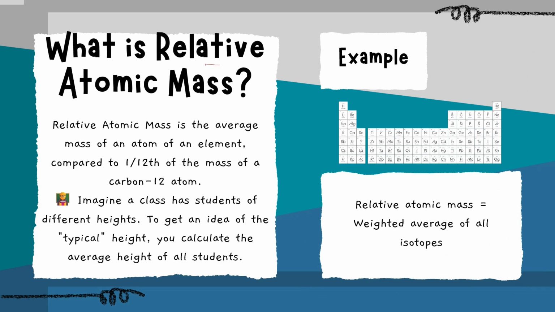What is relative atomic mass? Relative atomic mass is the average mass of an atom of an element compared to 1/12 of the mass of a carbon-12 atom. Imagine a class has students of different heights. To get an idea of the typical height, you calculate the average height of all the students. So relative atomic mass is the weighted average of all isotopes.